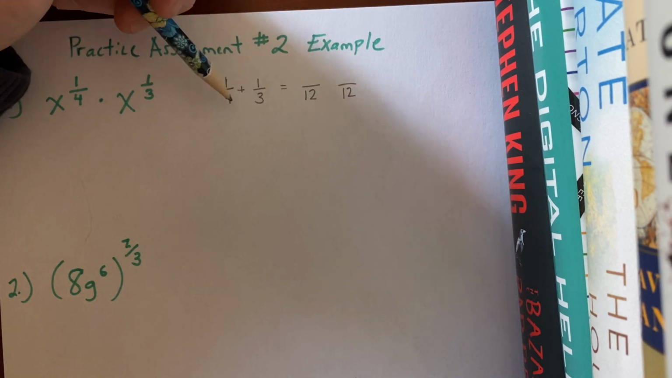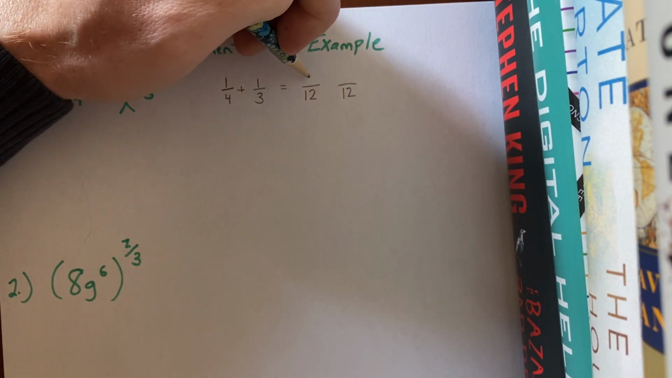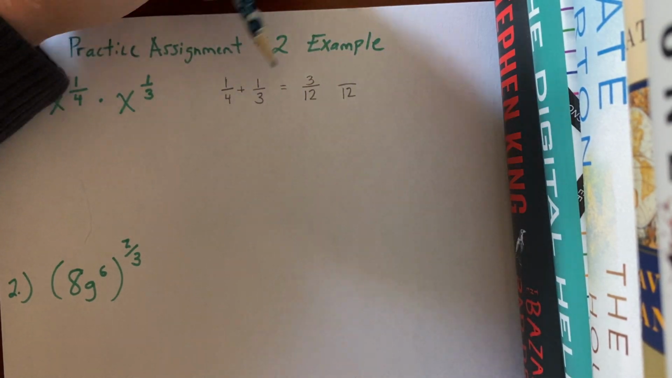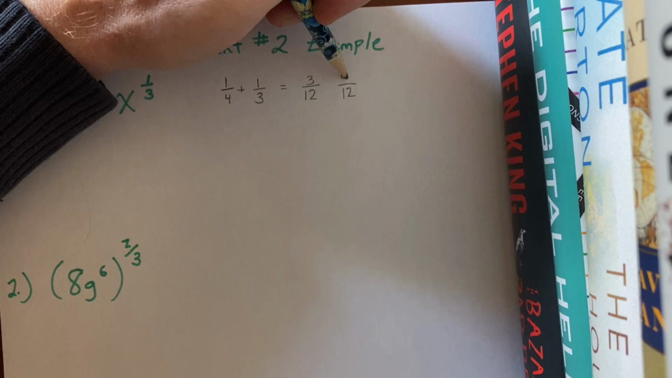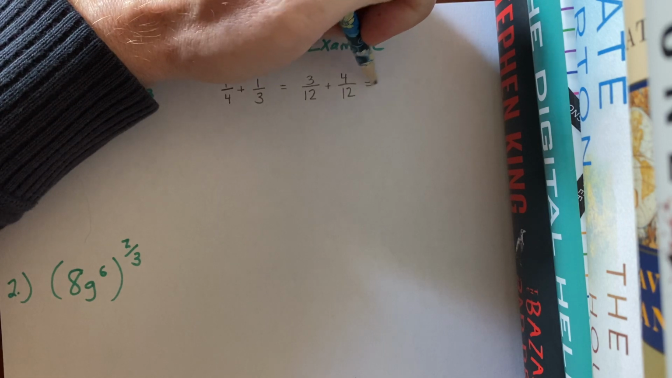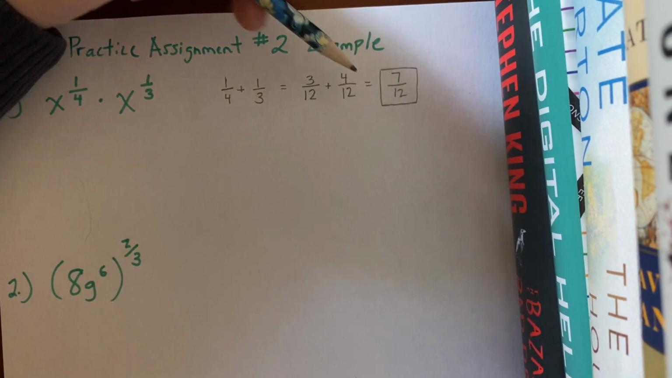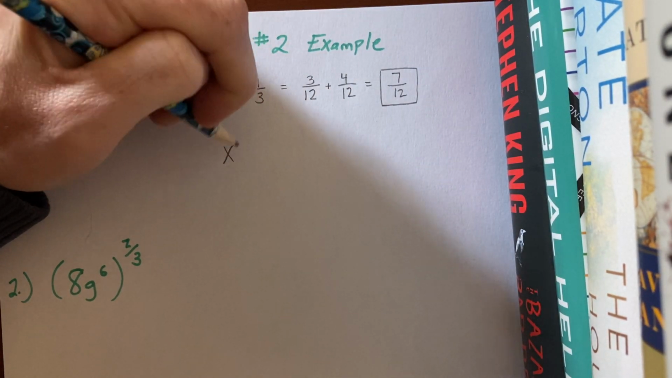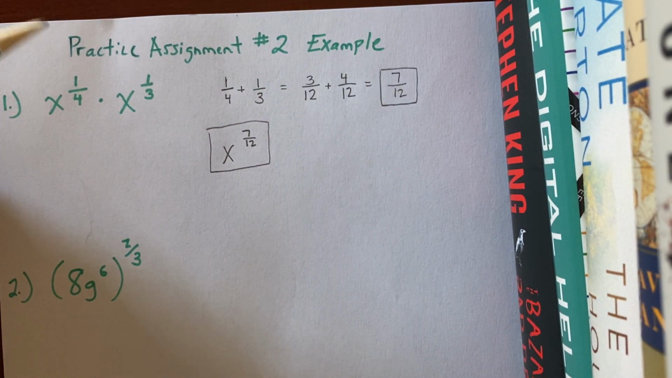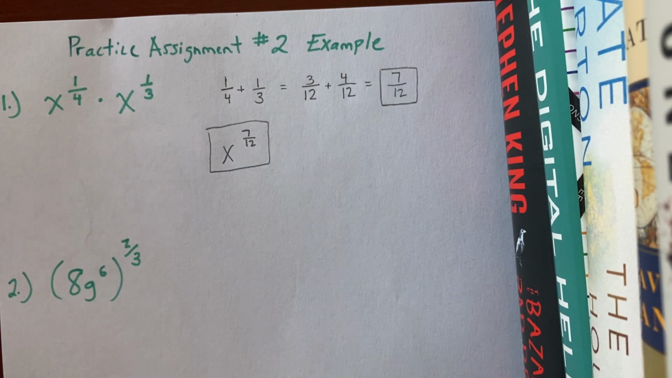In order to get from 4 to 12, I multiplied by 3, so I have to multiply the numerator also by 3. 1 times 3 is 3. In order to get my second fraction's 3 to a 12, I multiplied by 4, so I do the exact same thing with my numerator, and that turns into a 4. Now that I have common denominators, I can add my numerators straight across, and I get 7/12. Always double check to see if you can reduce this fraction. You cannot reduce 7/12, so your final answer is x to the power of 7/12. That is the answer to question number one. When you're multiplying with the same base, make sure you add your exponents, and since they're rational exponents, use a common denominator.